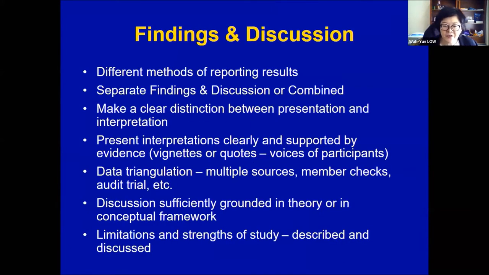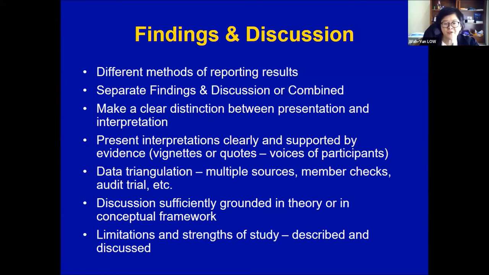Now, findings and discussion, moving on. Different journals have different methods, like I say again, in terms of reporting your results. Check again with the journal that you're submitting to. Now, in some journals, like for our journal, we separate the findings section, your results section, from the discussion section. In other journals, particularly for qualitative research, they actually combine your results and the discussion section.